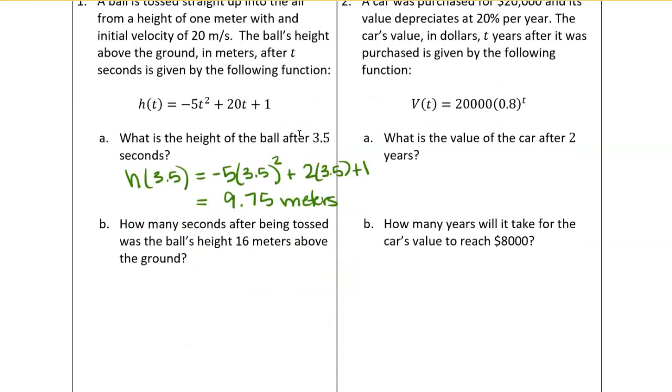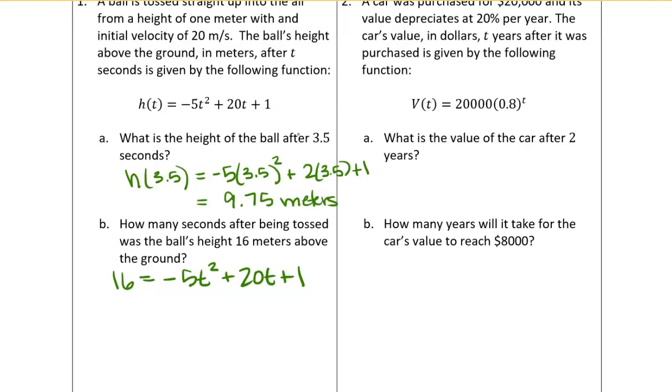All right. Now, the second question is asking how many seconds after being tossed was the ball's height 16 meters above the ground? All right. Now, I could just set up an equation. I could say, okay, like the height is 16 meters, and I want to find the t values of 20t plus 1 that satisfy this equation. I want to find the t values in this case when h is equal to 16. So this is a pretty simple quadratic equation to solve.